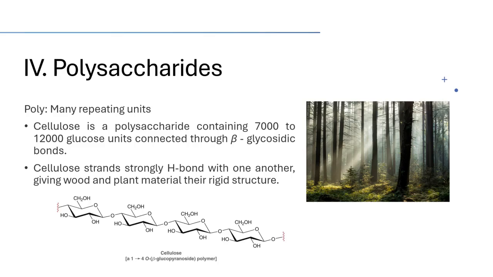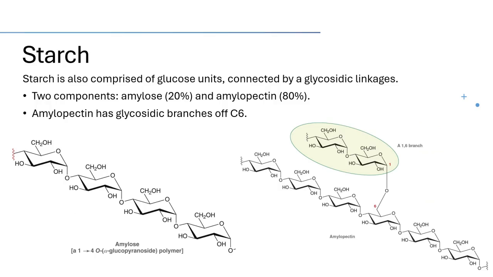Starch. Starch is also comprised of glucose units connected by glycosidic linkages. 2 components: amylose 20% and amylopectin 80%. Amylopectin has glycosidic branches at C6. And here are both of those structures.